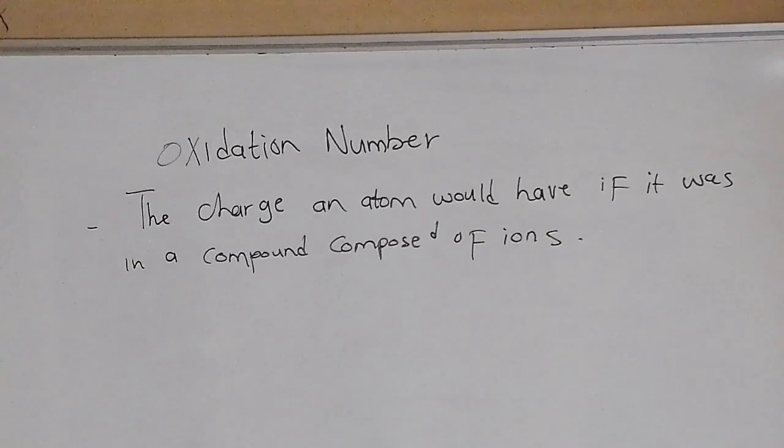We have something known as an oxidation number, which is the charge an atom would have if it was in a compound composed of ions. So it is very important for you to know how to define it, and you must know that the oxidation number can be calculated. So it is very important for you to know how to calculate it.